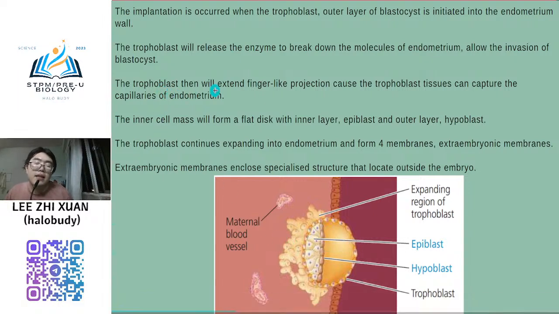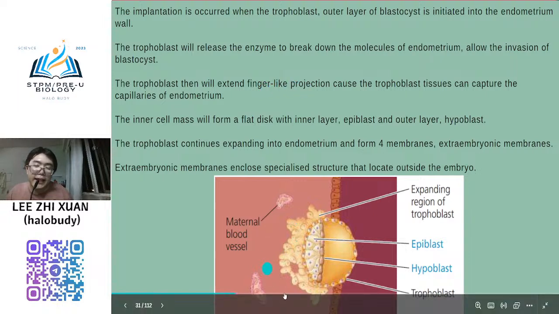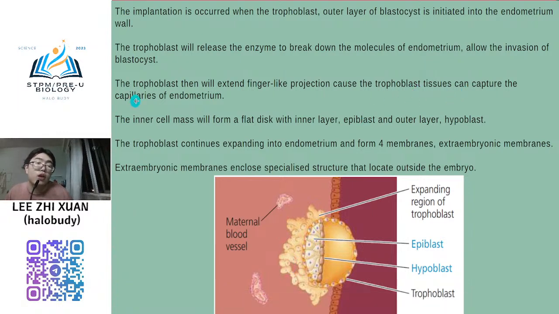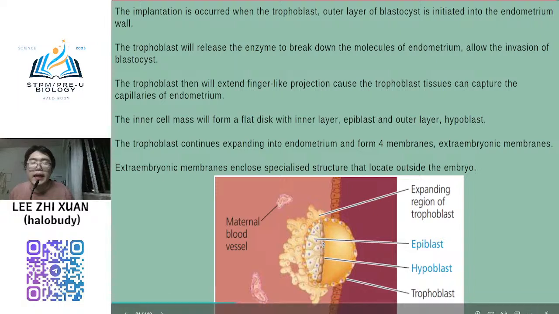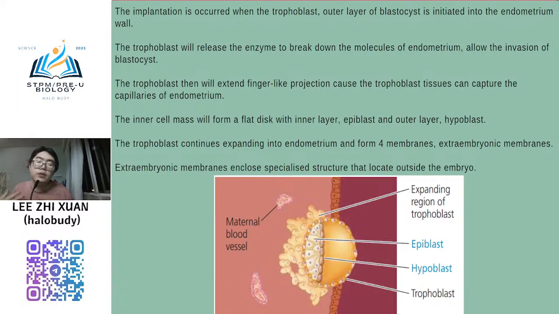And then the trophoblast will extend finger-like projections like this. It starts to extend the finger-like projection cells so that the trophoblast tissue can capture the capillaries of the endometrium. Because this is still a cell, you need to get nutrients and blood from the mother. So it starts to extend its cells until it reaches the maternal blood vessel, so that it can receive oxygen and nutrients for further development.